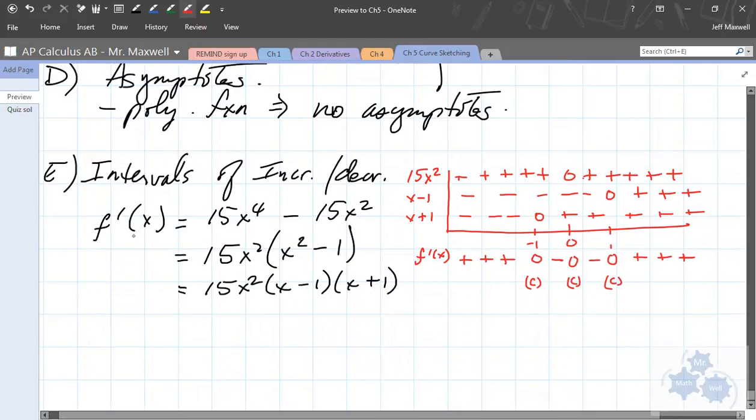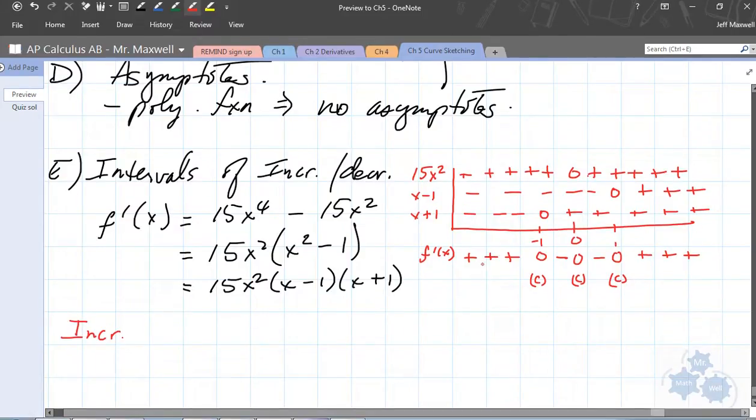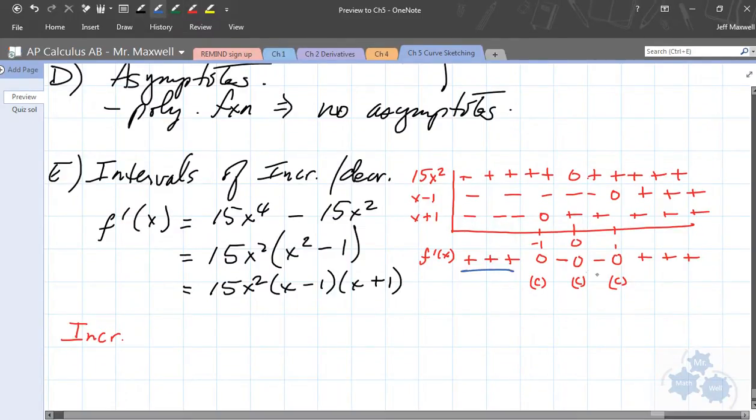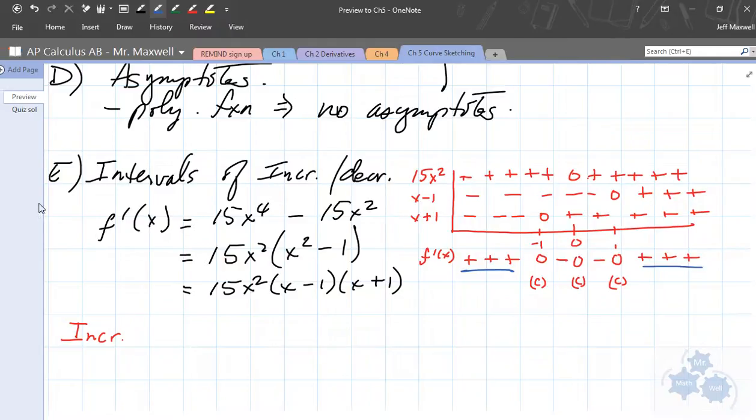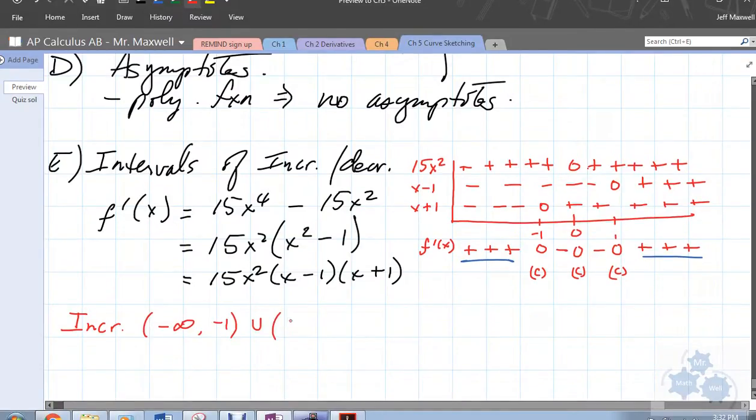So intervals of increase, it's increasing on what are the intervals? Well, wherever there's a positive, it's increasing. So we're increasing on the interval negative infinity to negative 1, and also 1 to positive infinity.